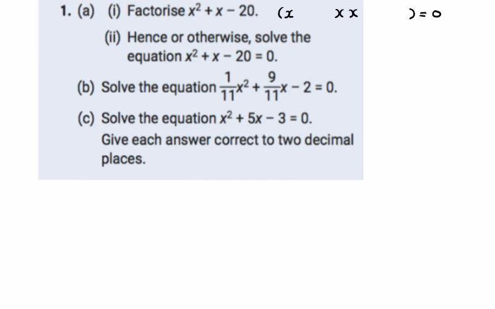So we need numbers that multiply to give 20 and add or subtract to give 1 in the middle. We want plus 1x, so plus 5x minus 4x. These are my factors. Factors multiply to give 0. My roots, the long way of doing it, is to let each bracket equal 0 to find out what x is.